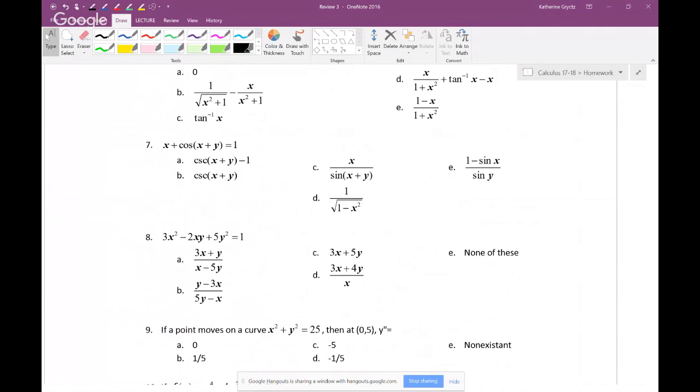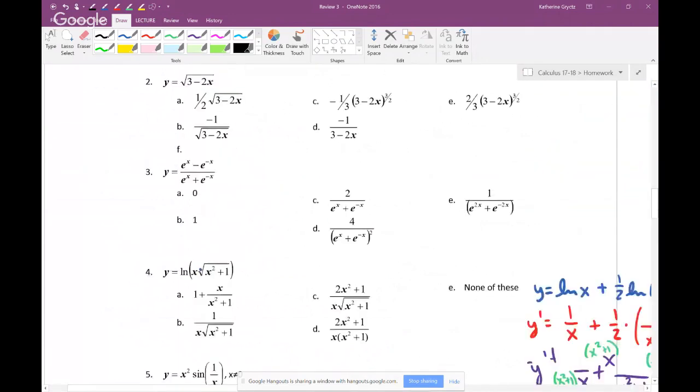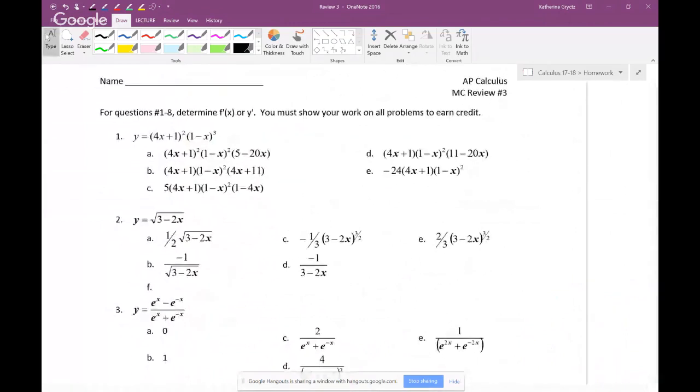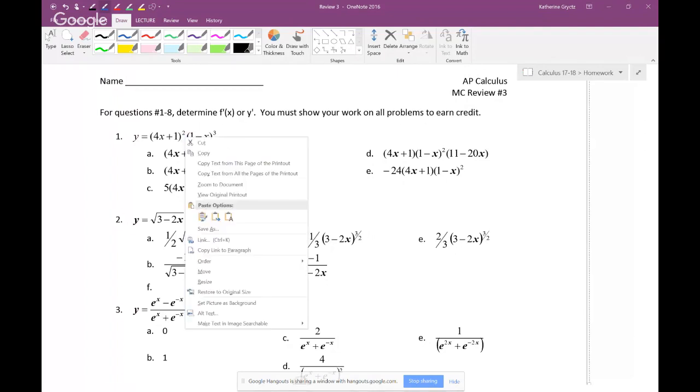Is number 1 E? On 3 or 2? 3, sorry. I don't believe so. How'd you get E? I just did a chain rule for both of them. Or do you have to also do a chain and product rule? You have to do both. Okay. Yeah. Oh, lordy.